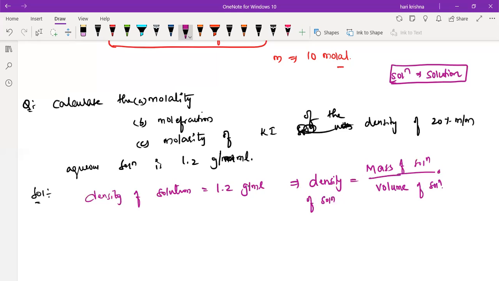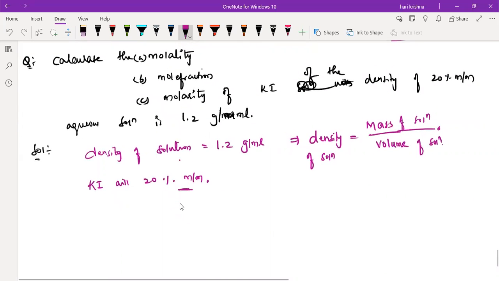And they said KI will have 20% mass by mass. What is the meaning of this? First tell me, what do you understand from this 20% mass by mass? Any one of you? Already I explained in the last class itself. What is the meaning of 20% mass by mass?